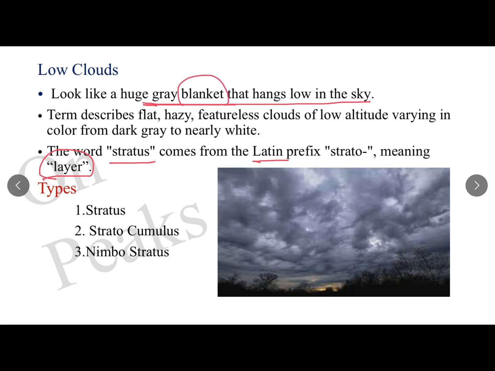Now let's see what the subgroupings in low clouds are. They are stratus, stratocumulus and nimbostratus. Let's see about stratus clouds. They are low altitude clouds and they are formed when cool breeze rises up in the air.